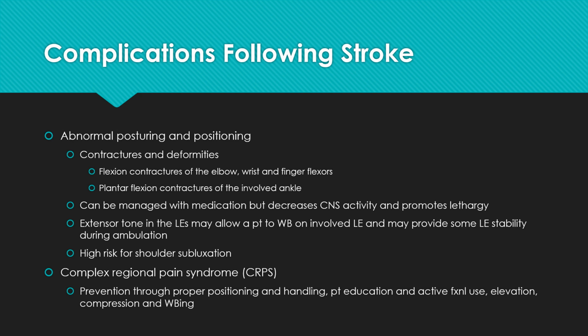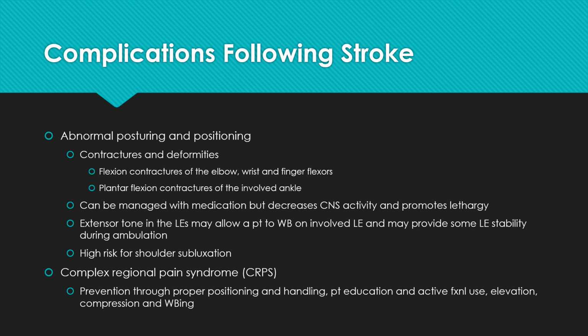Extensor tone in the lower extremities may allow a patient to weight bear on the involved lower extremity and may provide some lower extremity stability during ambulation. So sometimes we can use a patient's tone to our advantage until we're able to get it normalized. And it's important to note that while increased tone through the elbow, wrist, fingers, and lower extremity is common, there's typically decreased tone through the shoulder. And so shoulder subluxation is a common complication following a CVA.